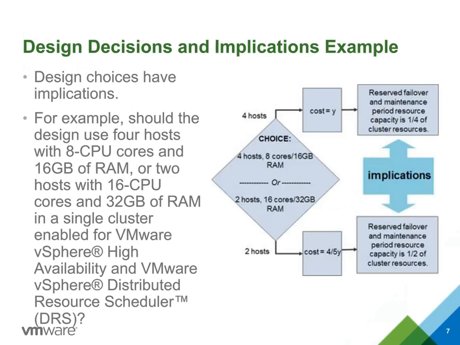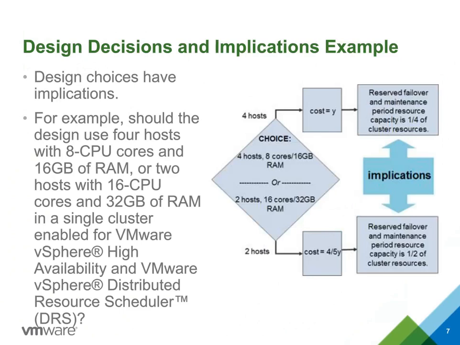In both cases, whether we're running 4 hosts or 2 hosts, we have 32 cores and 64 gigabytes of memory, but in the first instance, we have a larger number of hosts, and in the second instance, a smaller number of hosts. With the larger number of hosts, each of those hosts is smaller. We've got 4 hosts, but each is smaller. On the other hand, in the 2-host configuration, we have fewer hosts, but they're each larger.